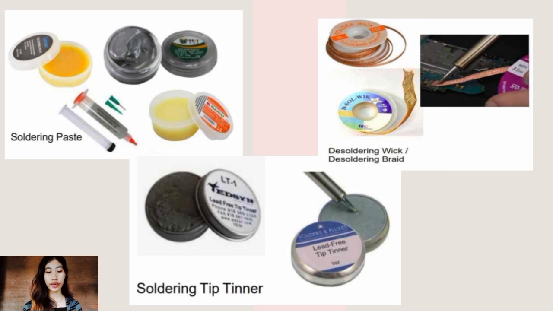For soldering paste, ito ang ginagamit upang dumikit ang soldering lead kapag ito ay tinutunaw ng soldering iron. For the soldering tip thinner, is a product used to clean and maintain the tip of the soldering iron. Ito yung naglilinis sa soldering iron ng mga natunaw na soldering lead or solder. For the desoldering wick or desoldering braid is a useful tool for repairing or modifying electronics component and circuitry.